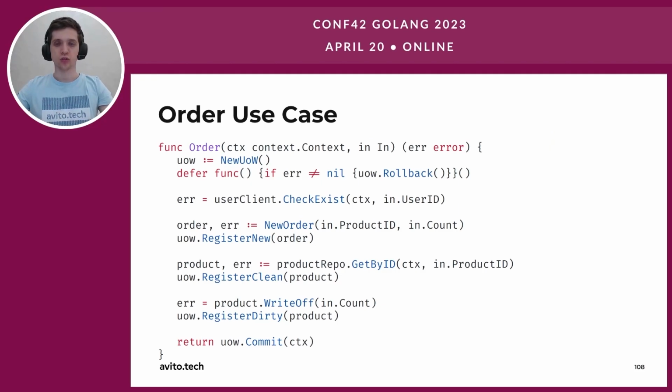Order and product are our models, and the pattern coordinates the saving of their changes. The order function is our business transaction. We check if the user exists in the external service, then we create a new order and mark it as new. After that, we get and mark the product as clean. Then we write off the product from our warehouse and mark it as dirty or updated. And finally, we commit changes to save them in the database.